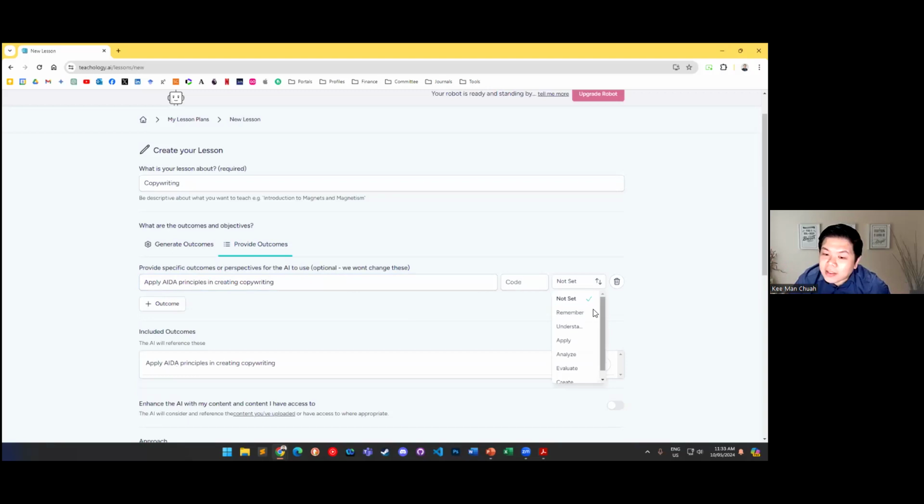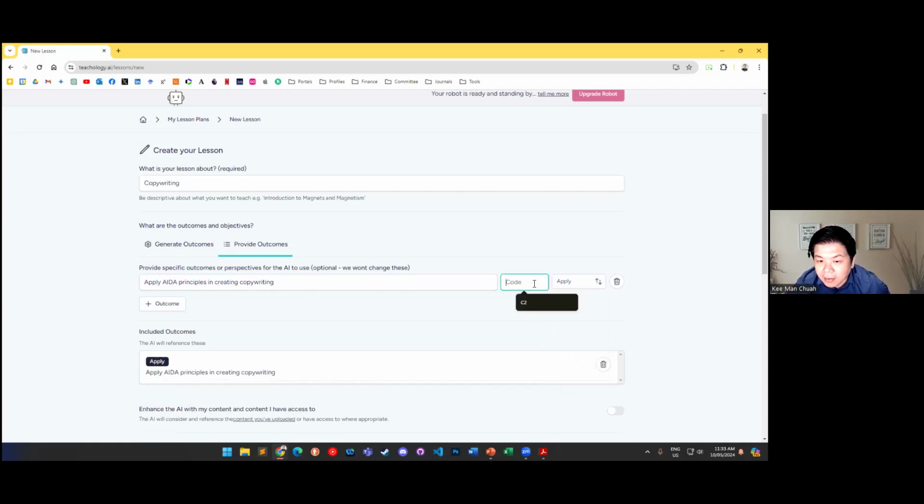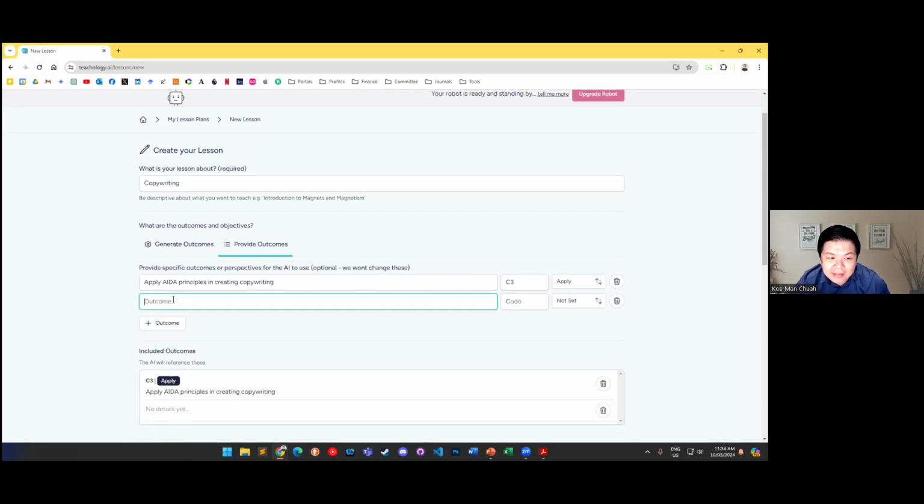Now, one thing good is it's aligned to Bloom's taxonomy only at the moment. But you can always change this to psychomotor or affective later. But it follows Bloom's taxonomy. Okay, let's say your Bloom's taxonomy for this one is apply, then apply. Then you can put your code because we have code for this. So C, apply is C4, right? C3. If you have other codes, then you can put in your code, whatever. Then just keep on adding.